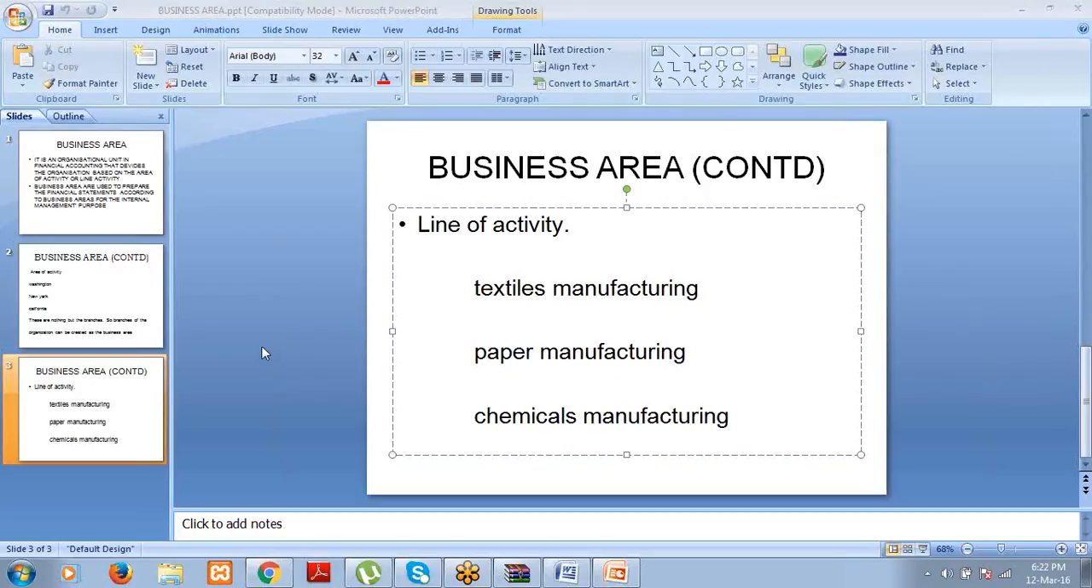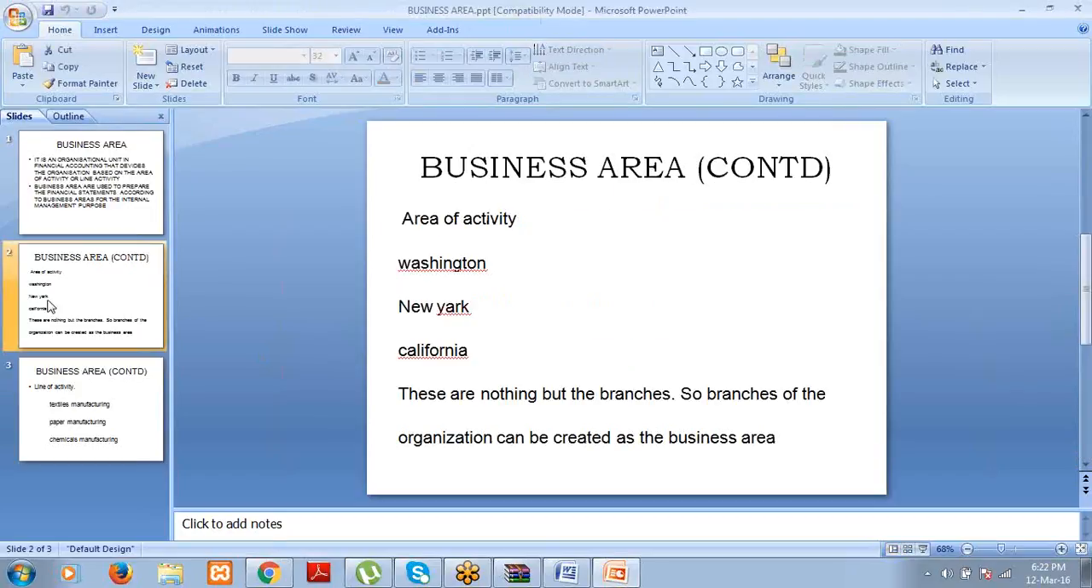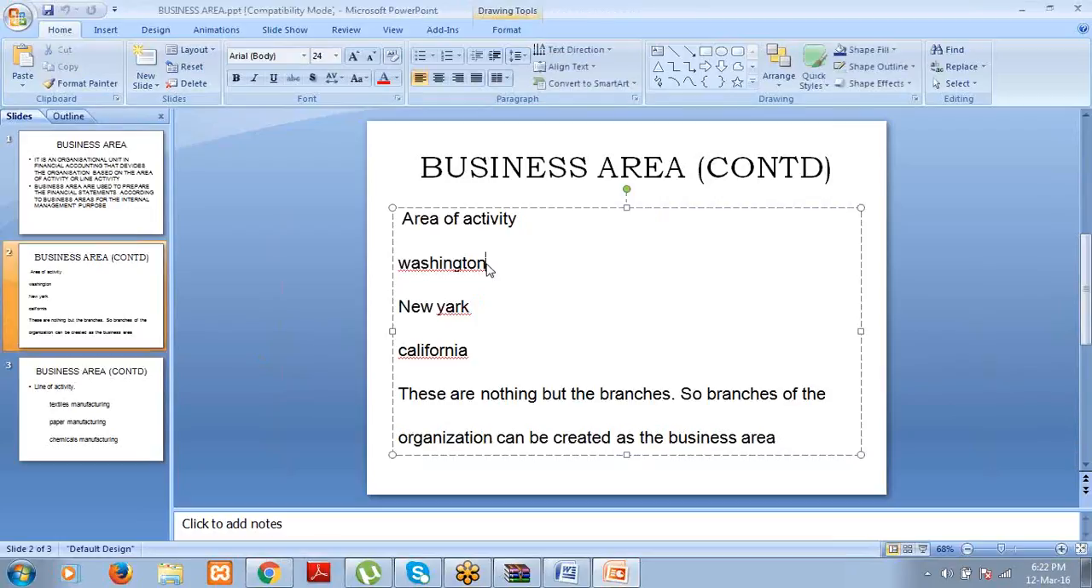This is the real requirement of the management, right? In that case, how to meet that requirement? Remember, in this particular scenario, always the business areas are created on the basis of geographical area of activity.